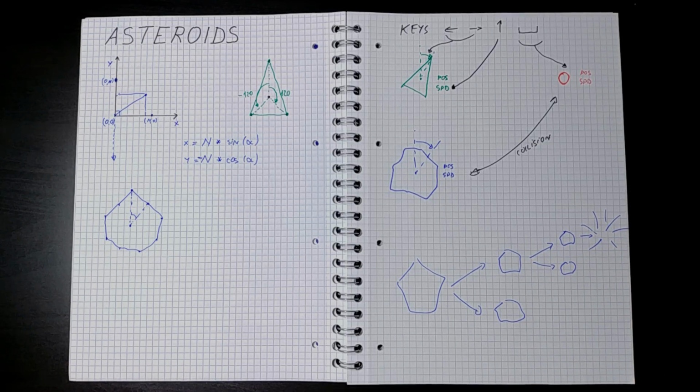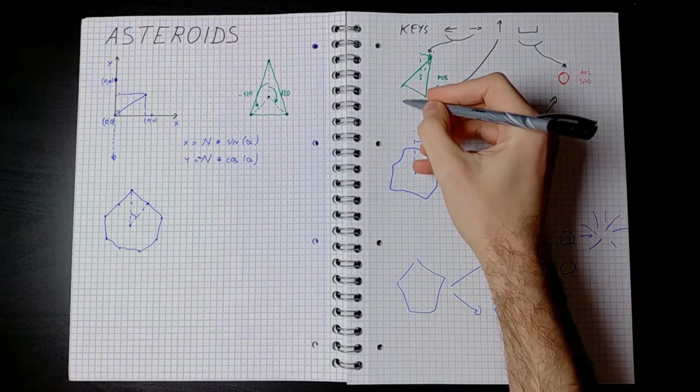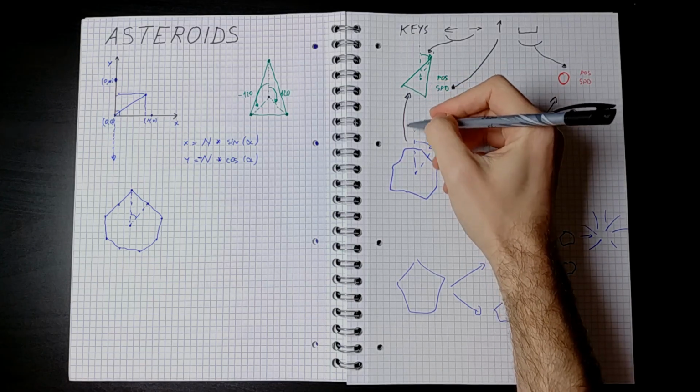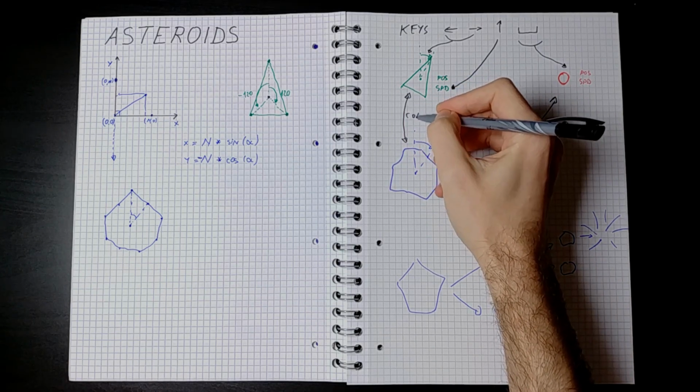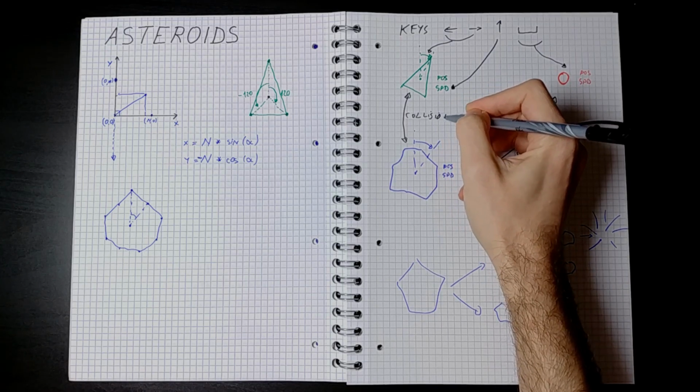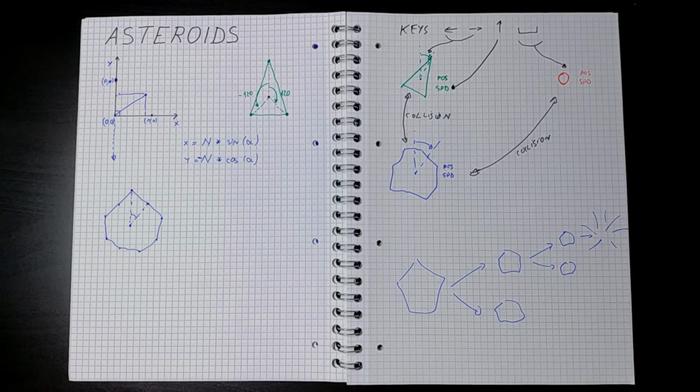Now, ship to asteroid collision. In this case, the ship will be destroyed and the player loses a life. Nothing happens to the asteroid. After all, it's made of rock.